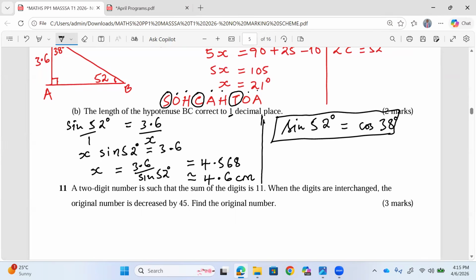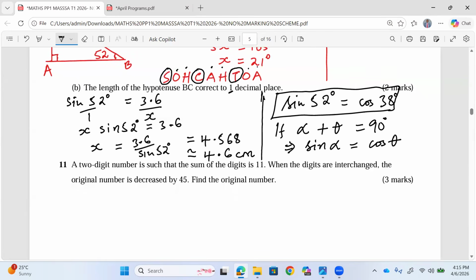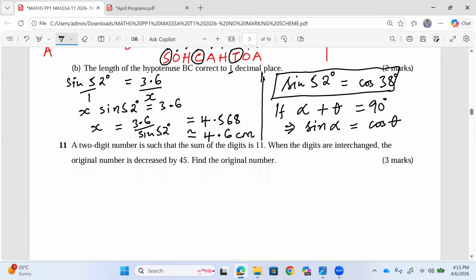I hope now you can recall very well that if alpha and beta give us 90 when we add, then it implies that sine of alpha is the same as the cosine of beta, given that the two are acute angles. That is trigonometric ratios of complementary angles. Trigonometry 1. If you are very careful in your Form 2 work, you can remember that.